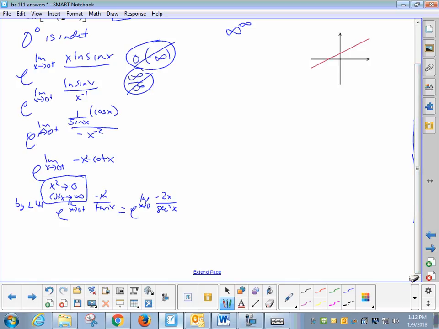Okay? So that becomes something like e to the 0 over 1, which is... cool. Any other questions on this pink sheet? Cool. All right. Get that to me by the end of the day.